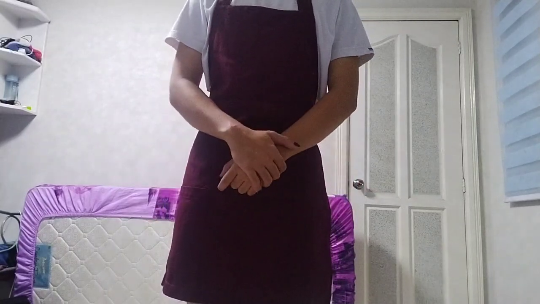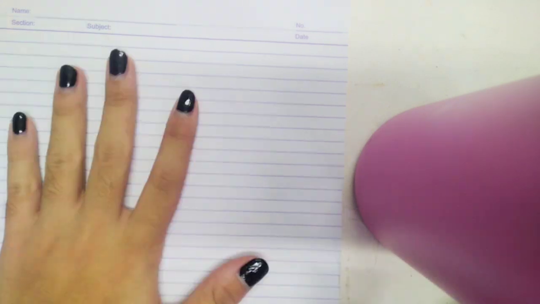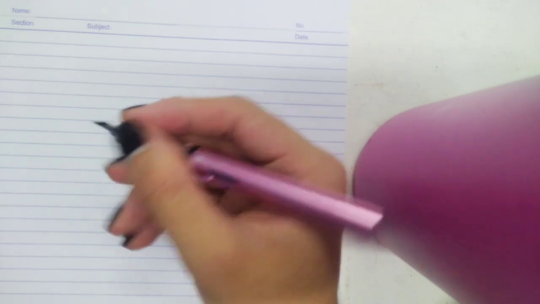So today we're going to be baking a non-quotient 198,882-dimensional donut, or what we call the monster donut. Here are the ingredients you'll be needing for this recipe. Alright, so let's get to baking. We're here at our baker, which is our paper. What you're first going to need, of course, is your paper and your pen or your pencil.